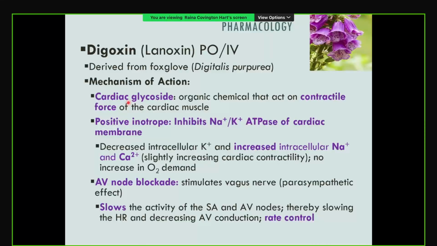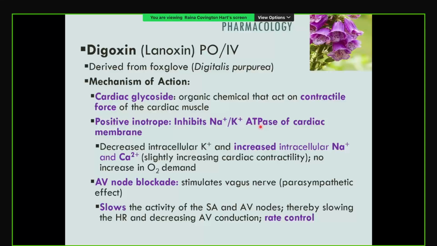But it works on the squeeze, right? So the contraction. So when I think about digoxin, I'm trying to dig deep. Digoxin, to squeeze as hard as I can. If I can do that, then I can get that blood out so that it's not static in my heart and clotting. It's giving it less of an opportunity to pool. So positive inotrope, inhibiting that sodium potassium ATPase of my cardiac membrane.